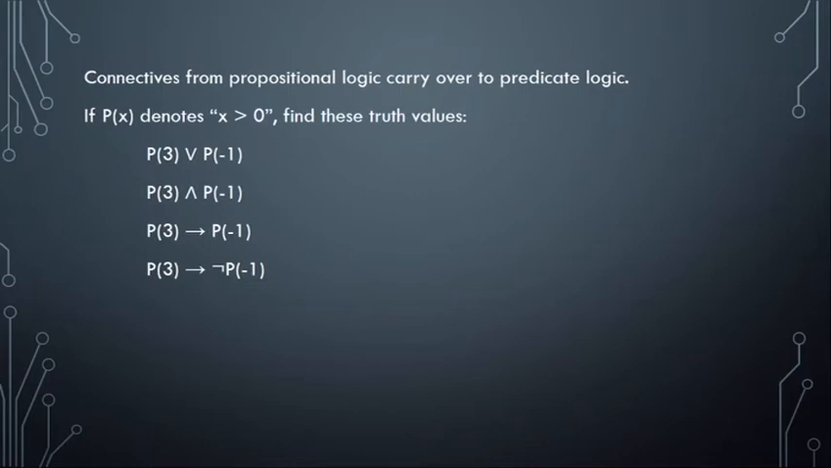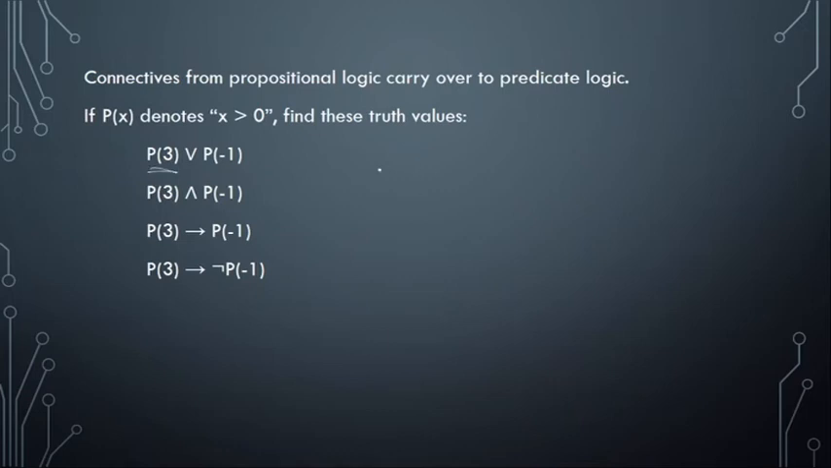So I have here a more complex type of predicates. In these predicates, it uses the connectives. You can see or, and, then implication, then negation. Still, P of x denotes that x is greater than 0. So let's find the truth values of these predicates. First things first, let's start with the first predicate.